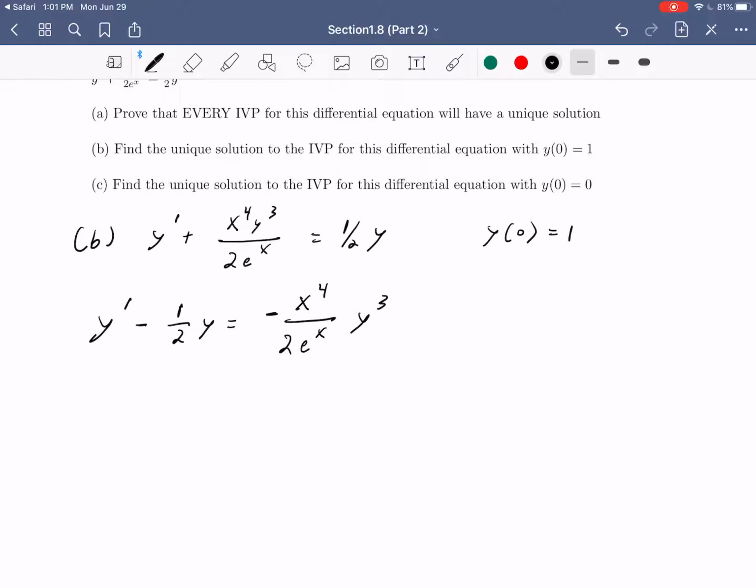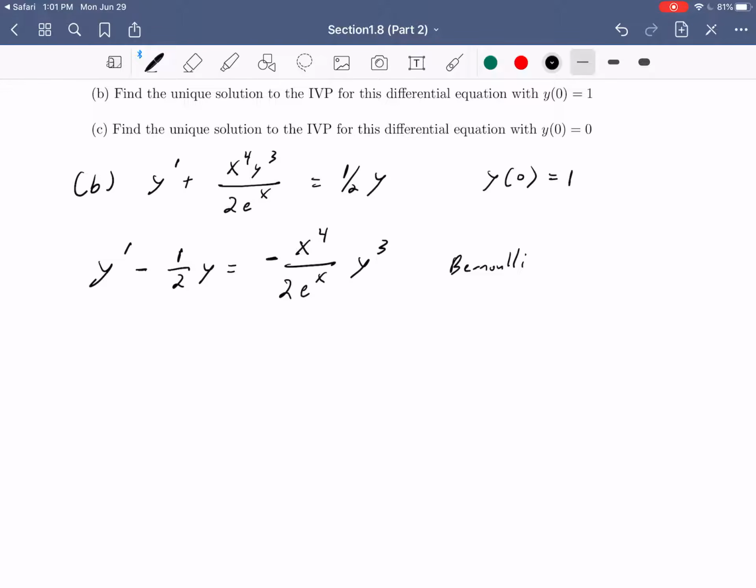So this thing here is Bernoulli. In terms of it being Bernoulli, what substitution should we do? Well, it's going to be u equals y to the 1 minus, and our exponent here is 3. So 1 minus 3, which is going to be y to the minus 2. And that means u prime is going to be minus 2y to the minus 3 y prime.